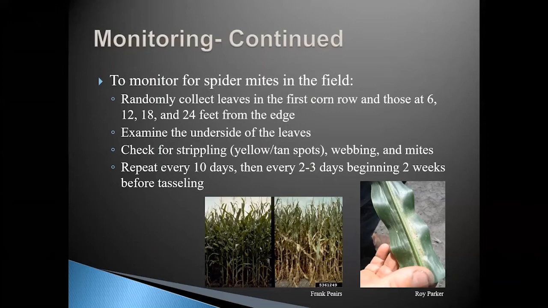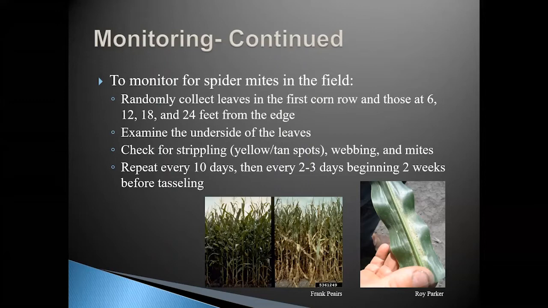And repeat this process about every 10 days, then about every 2 to 3 days, beginning 2 weeks before the corn starts tasseling. You can also see on the left a typical corn field versus the one in the center here, where the bottom leaves are starting to brown, curl up, and deteriorate. That would be one possible effect of the spider mites.